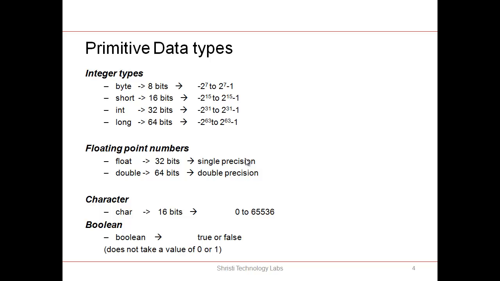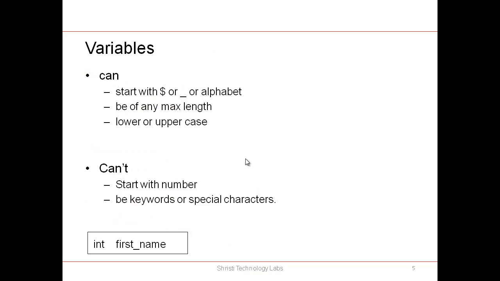So two things you need to remember about primitive data types. All floating point numbers are by default double in Java. That is, when you represent a value 10.5, it means that it takes 64 bits. Boolean takes only true or false. It does not take a value of 0 or 1. And the default value for Boolean is false.